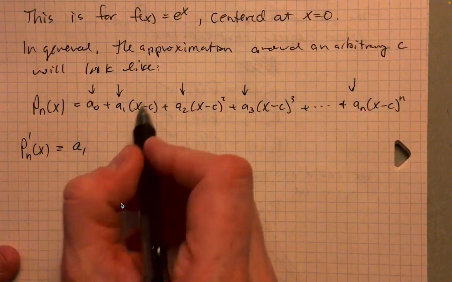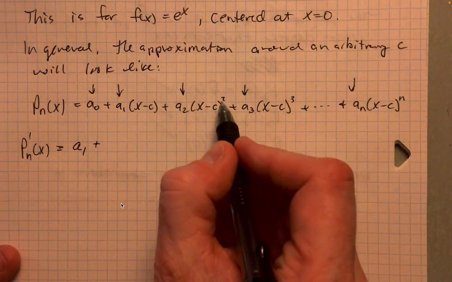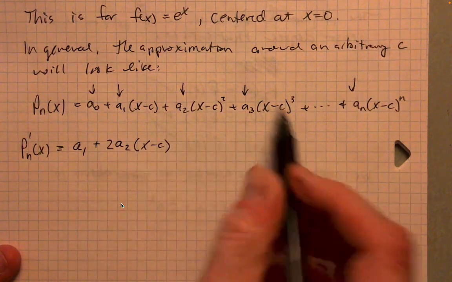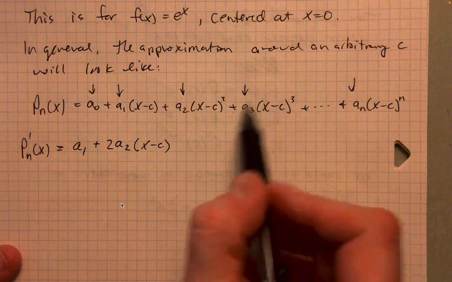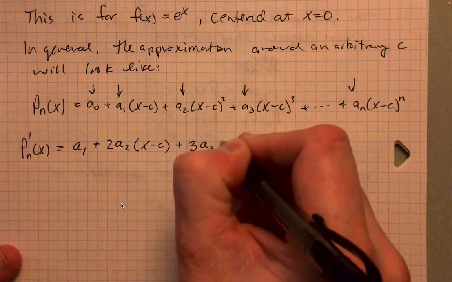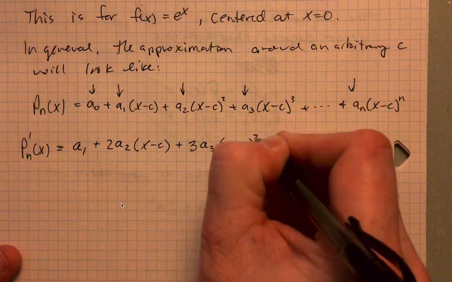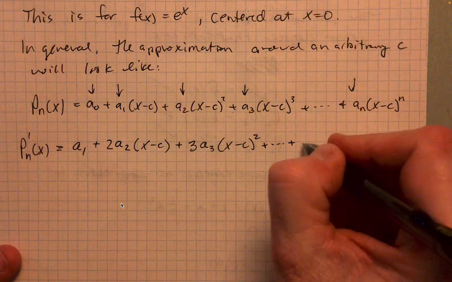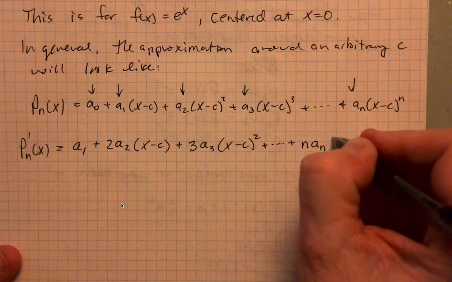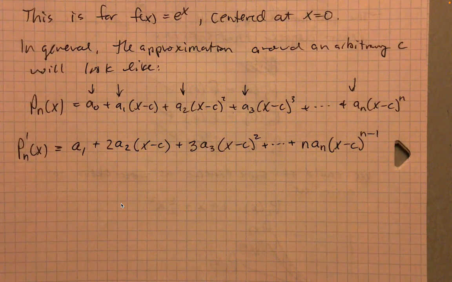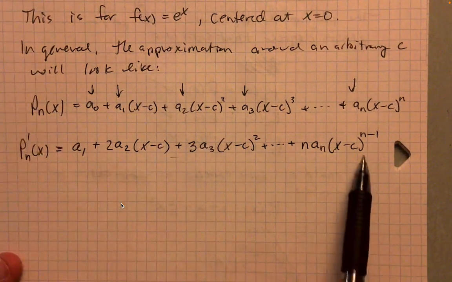And so this is just a1, and then plus 2 times a2 times x minus c, right? And then the next term, when we differentiate, becomes plus 3a3 (x minus c) squared plus dot dot dot plus n times a sub n (x minus c) to the n minus 1, right? So it's very easy to differentiate these.